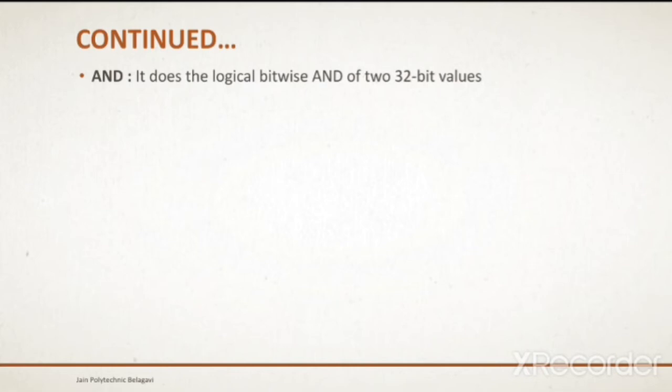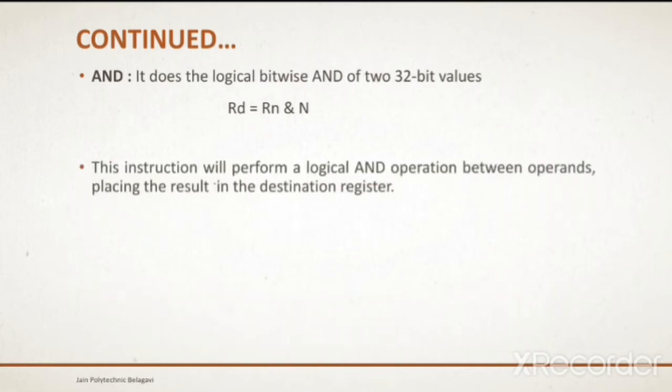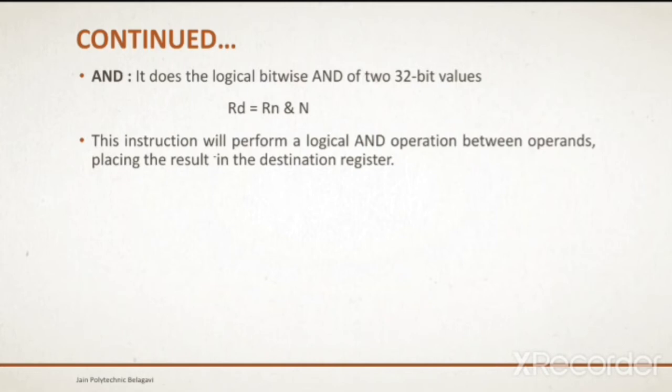The first logical instruction which we will be studying here is AND. It does the logical bitwise AND of two 32-bit values. Rd is equal to Rn & N. This instruction will perform a logical AND operation between the two operands, placing the result in the destination register. This is useful for masking the bits you wish to work on. Operand 1 is a register, operand 2 can be a register, shifted register or an immediate value.